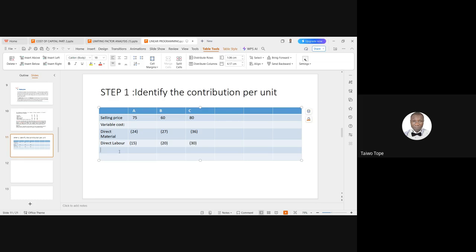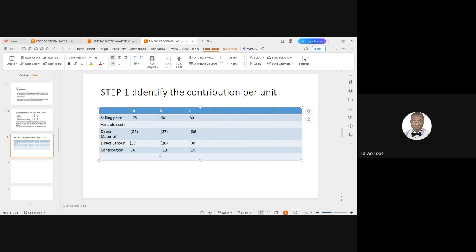So selling price less variable cost will give you the contribution. Your contribution for these will be 36, for these will be 13, and for these will be 14. Now, these are the contributions.